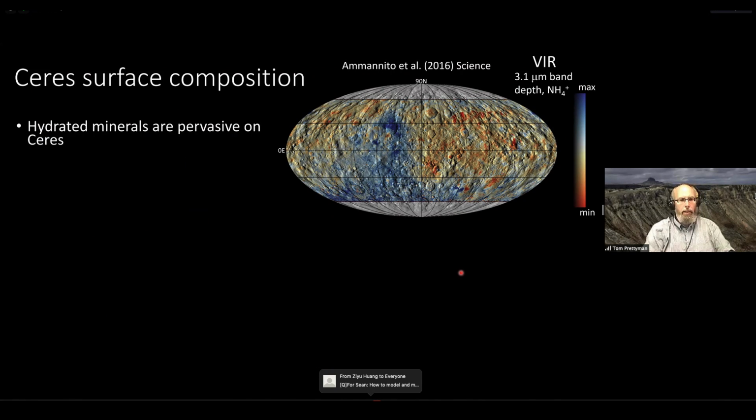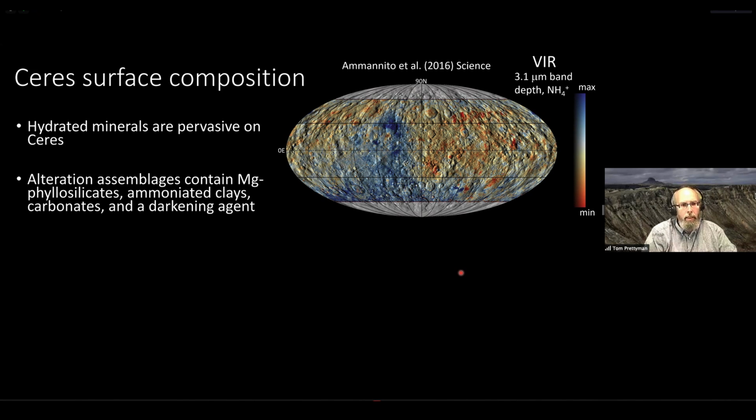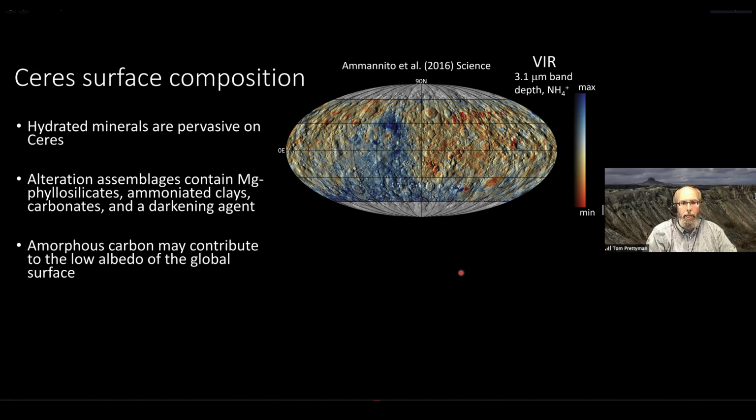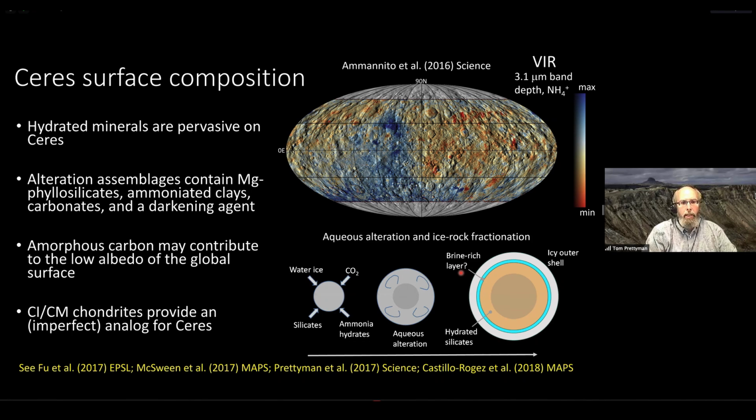So just to get started, looking at Ceres' surface composition, Ceres has hydrated minerals that are pervasive on the surface, as can be seen in the chart on the right. The alteration assemblages that are globally distributed contain magnesium phyllosilicates, ammoniated clays, carbonates, and a darkening agent. And that darkening agent might be amorphous carbon.